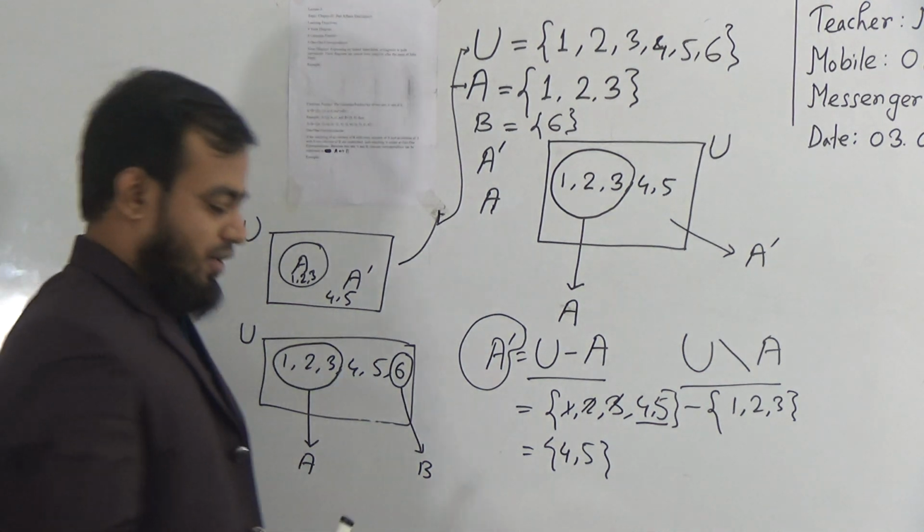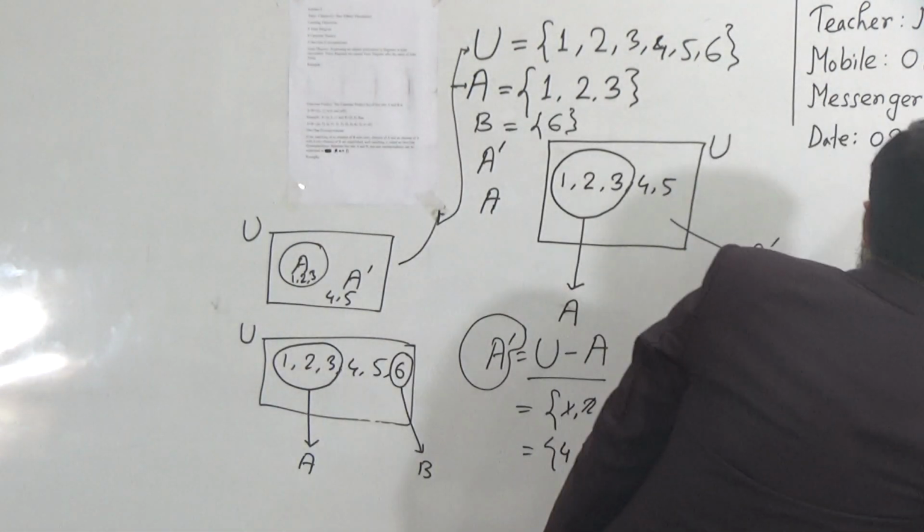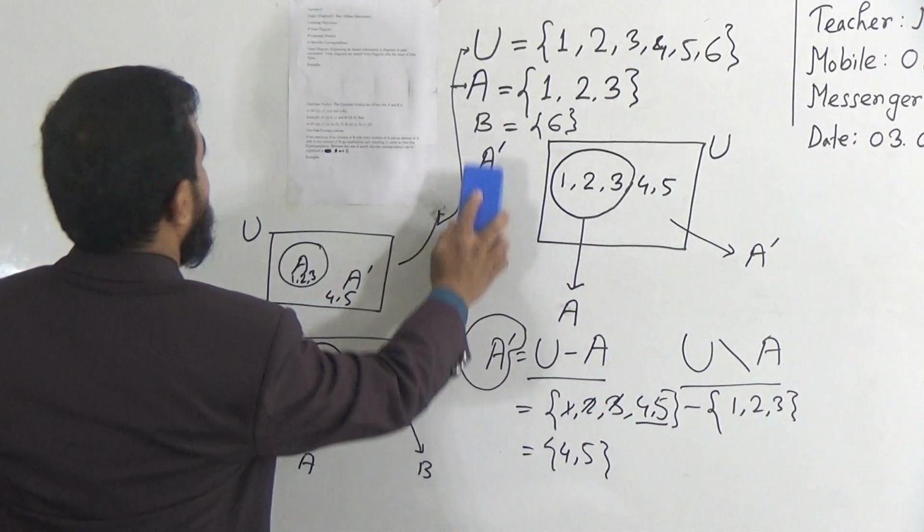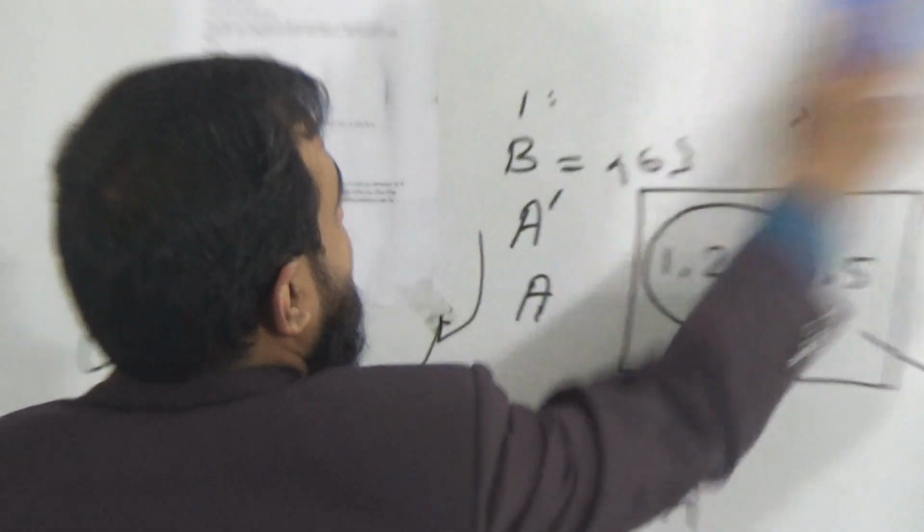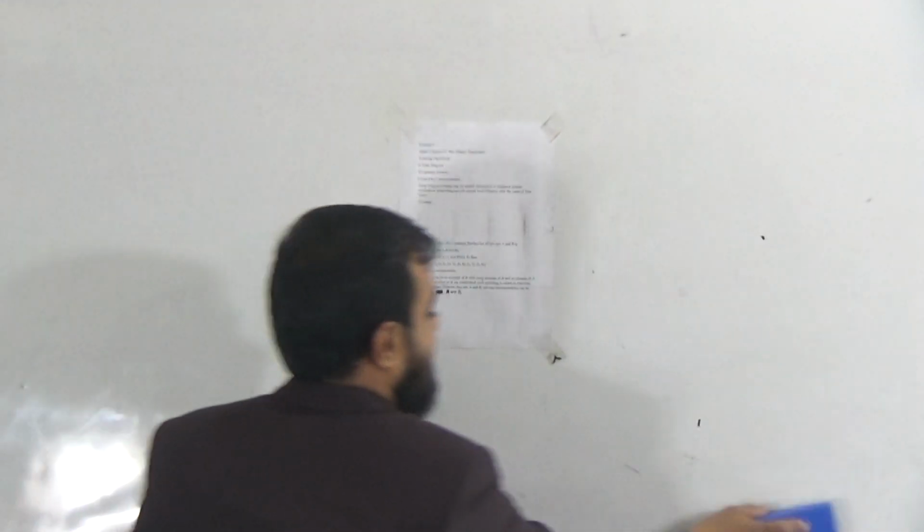Now, dear students, our second topic is the Cartesian product. I have written down what the Cartesian product is, and I have also given an example here. It's so easy.